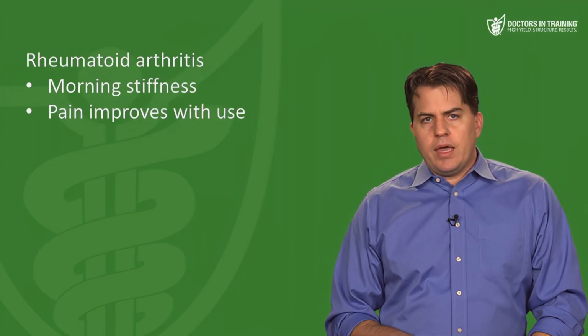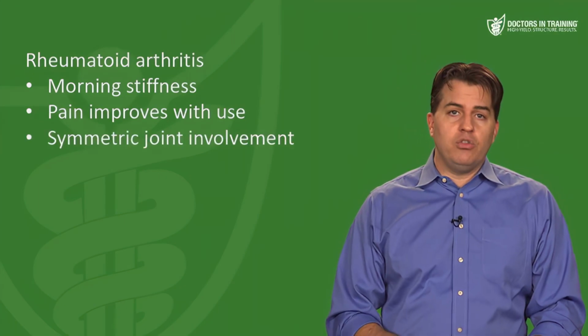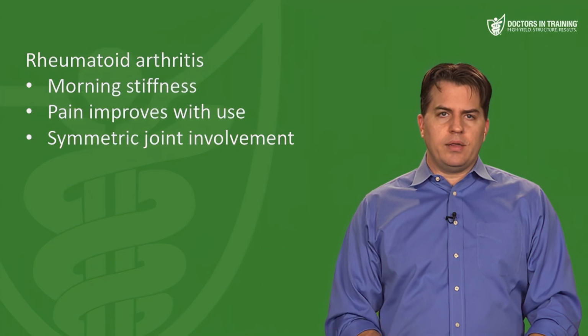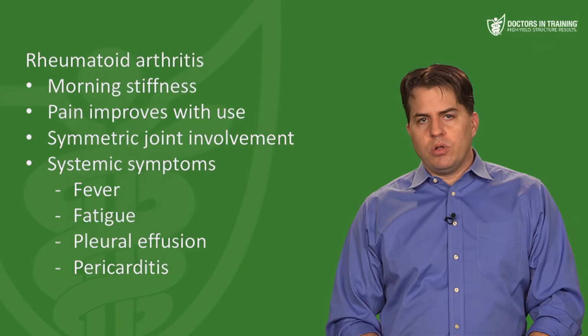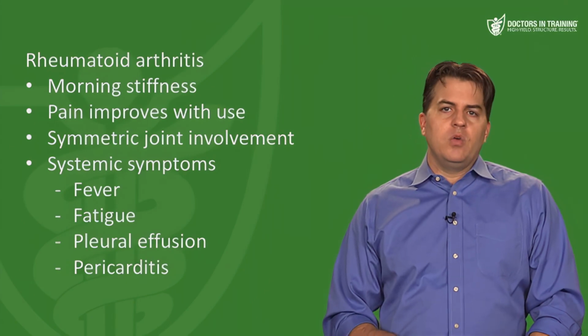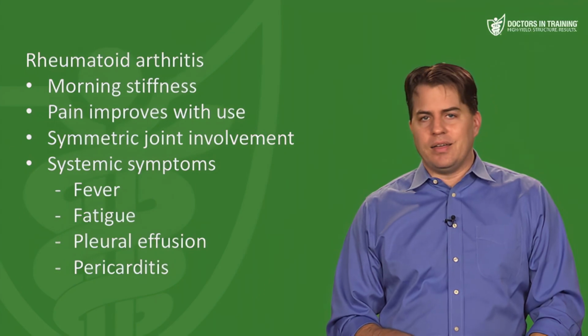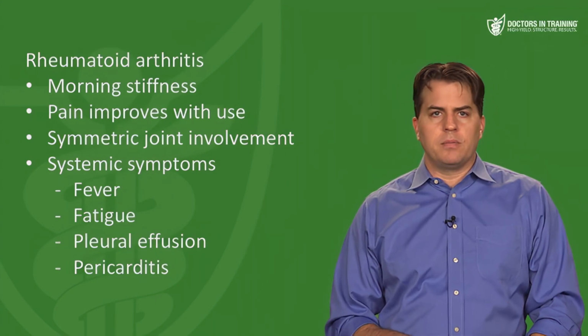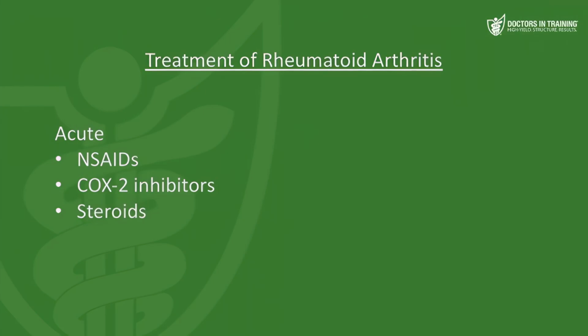The description of the pain is a very important clinical clue. Patients tend to have symmetric joint involvement with rheumatoid arthritis, and you can have systemic symptoms such as fever, fatigue, pleural effusion, and even pericarditis. Remember, we said osteoarthritis was purely a joint disease, not a systemic disease like rheumatoid arthritis. And then how do we treat rheumatoid arthritis? For acute flares or acute exacerbations, we use things like NSAIDs and COX-2 inhibitors, or sometimes a short course of steroids.